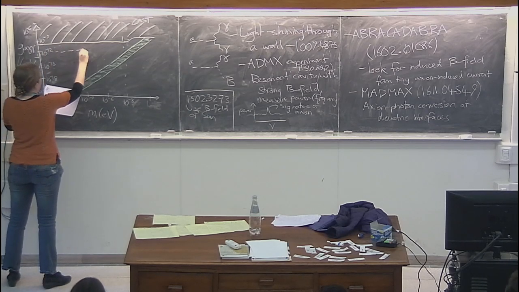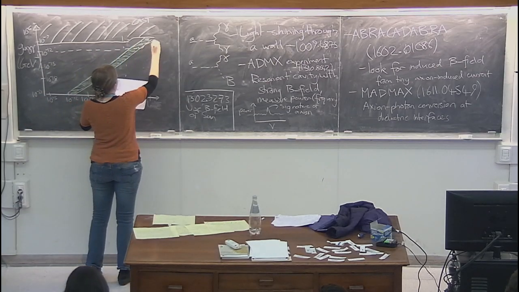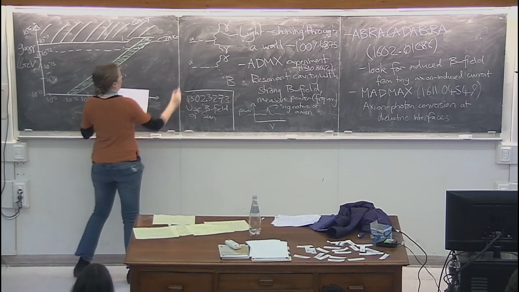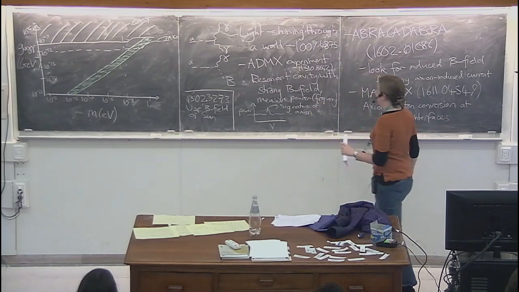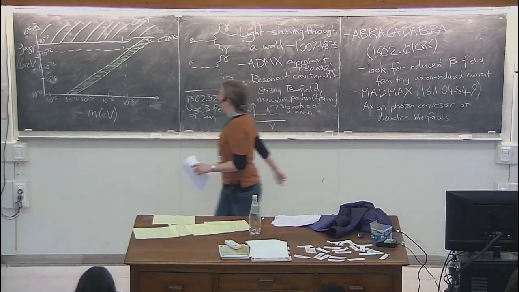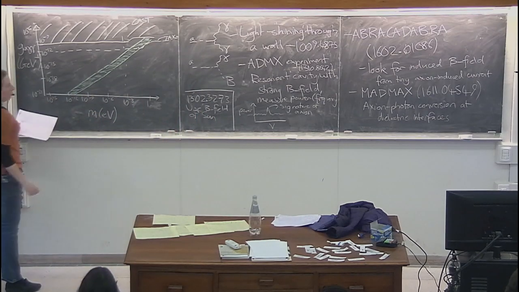If you want a better version of this figure that is not like my sketch, the Abracadabra paper has an actual version with numbers, which was up to date as of early 2016. Now, ADMX, I said that they're sort of starting to probe the cold dark matter QCD axion region.